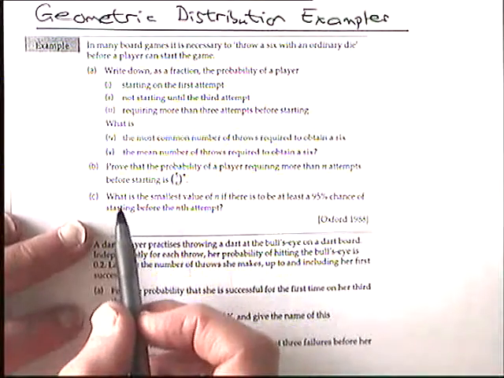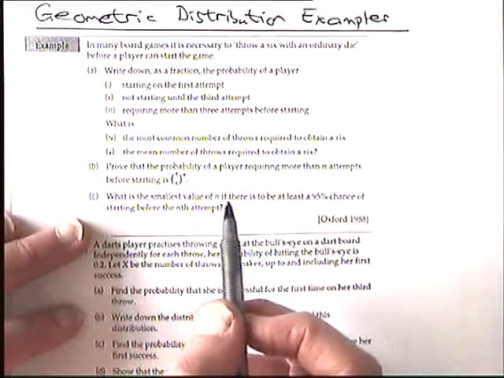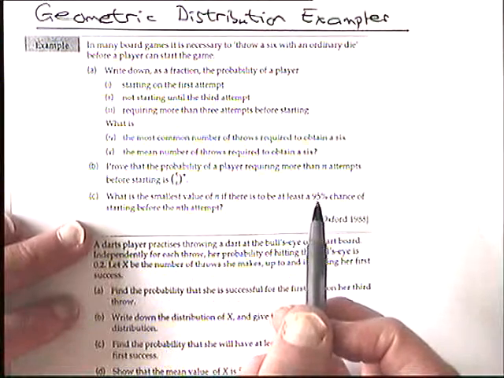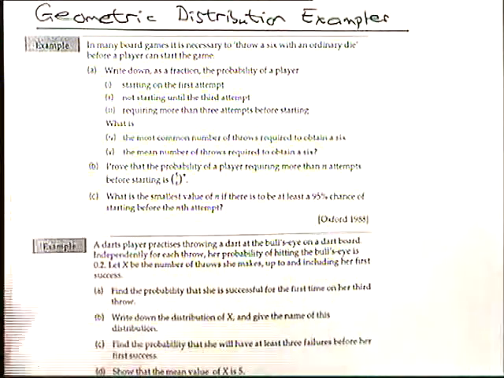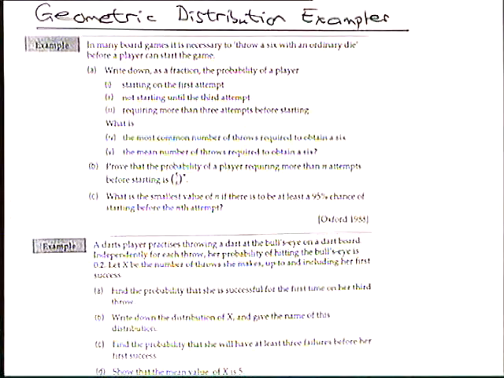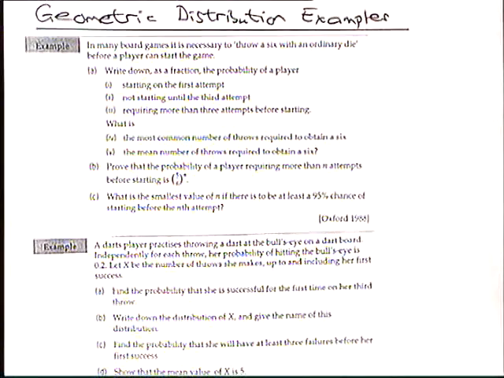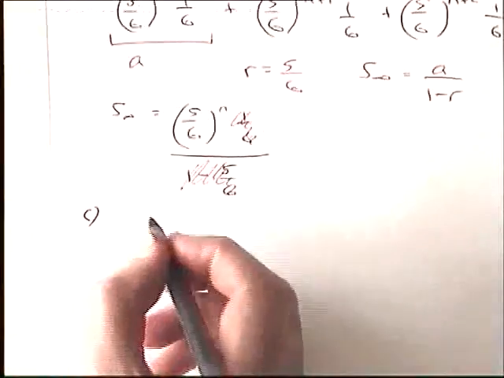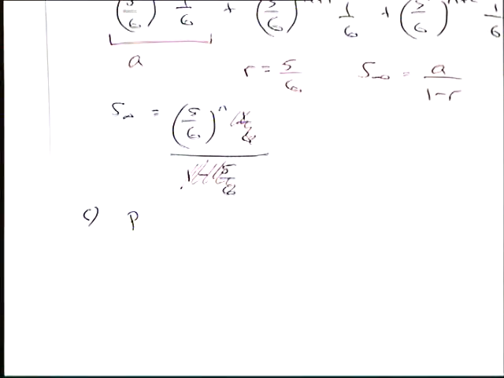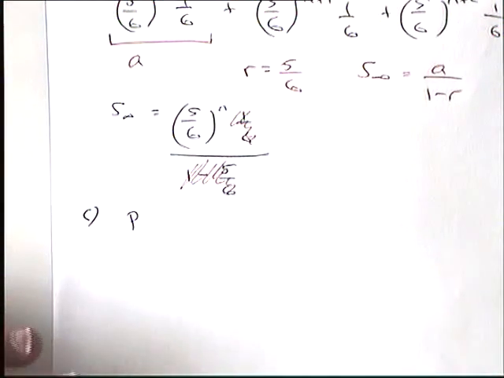The last part of the question says, what is the smallest value of n if there's to be at least a 95% chance of starting before the nth attempt? What is the least value of n if there's to be at least a 95% chance of starting before the nth attempt? Can anybody turn that into notation? The smallest value of n for at least a 95% chance of starting before the nth attempt.